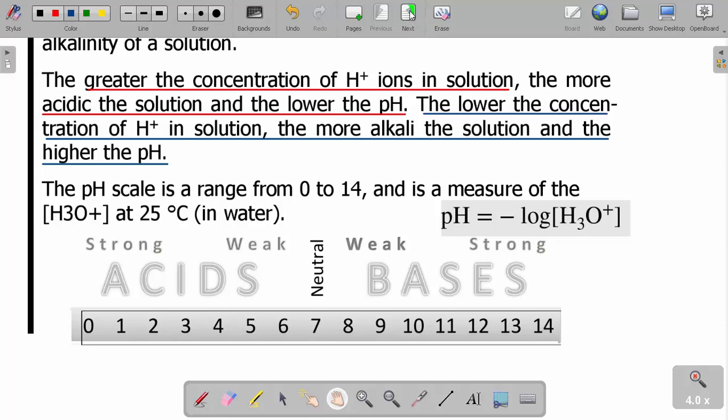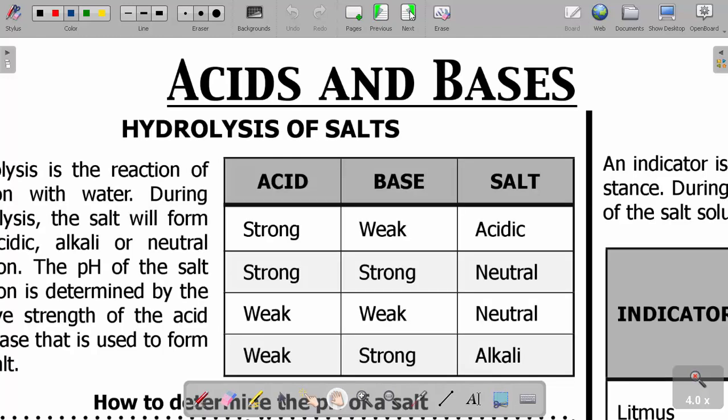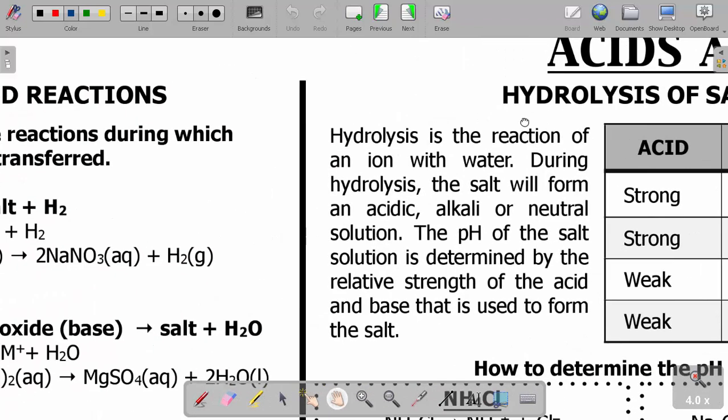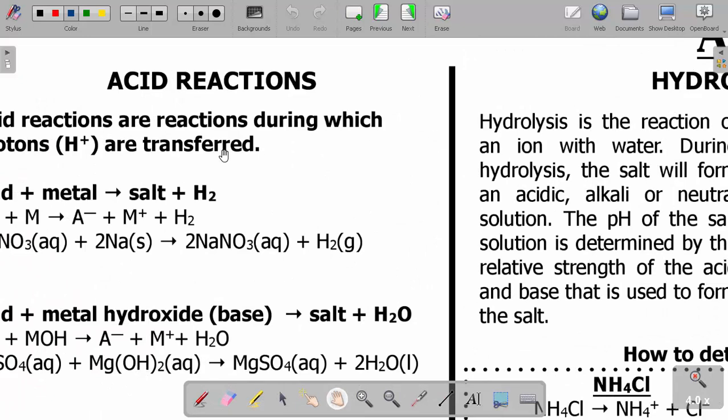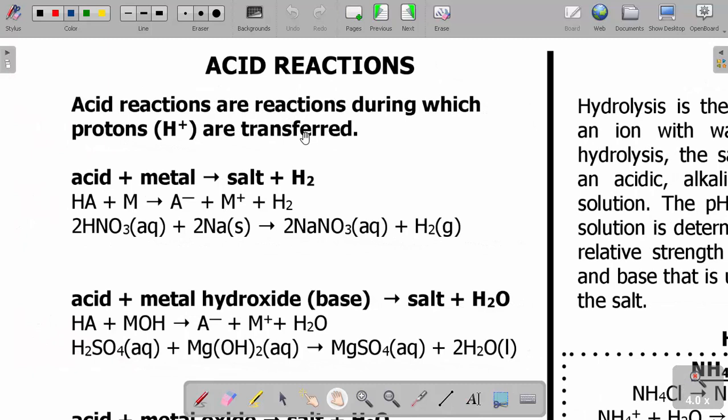I hope we are together. Let us proceed. Now again, this topic of acids and bases has other important information which you need to know about: hydrolysis of salts. Let us look at the reaction of acids. Acid reactions are reactions during which protons are transferred.